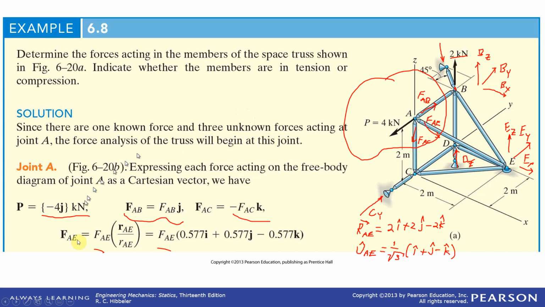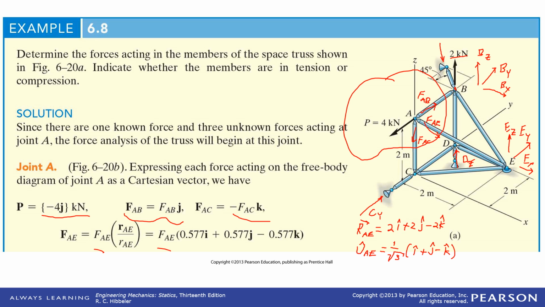Okay, so now we're ready to continue this problem. We're looking at joint A. We've written in the forces acting on joint A. The displacement from joint A to E is 2i hat plus 2j hat minus 2k hat. So that would mean the unit vector from A to E is 1 over square root of 3 times (i hat plus j hat minus k hat). 1 over the square root of 3 is 0.577 to 3 significant figures.